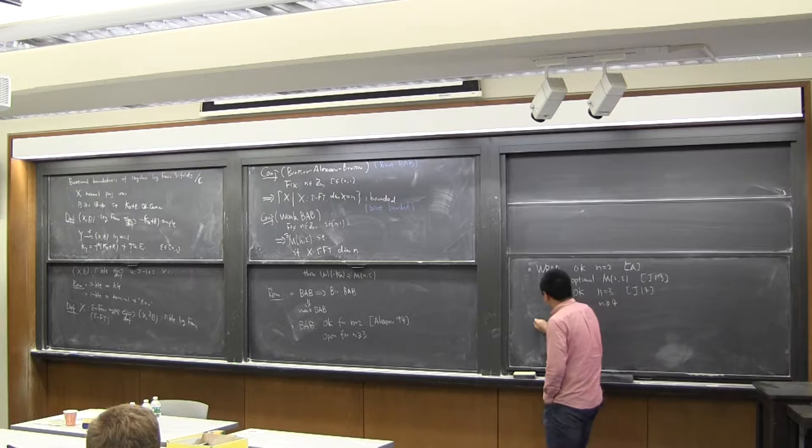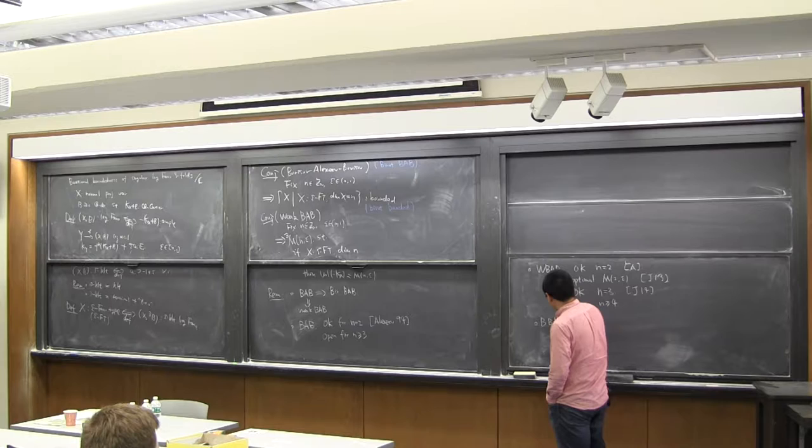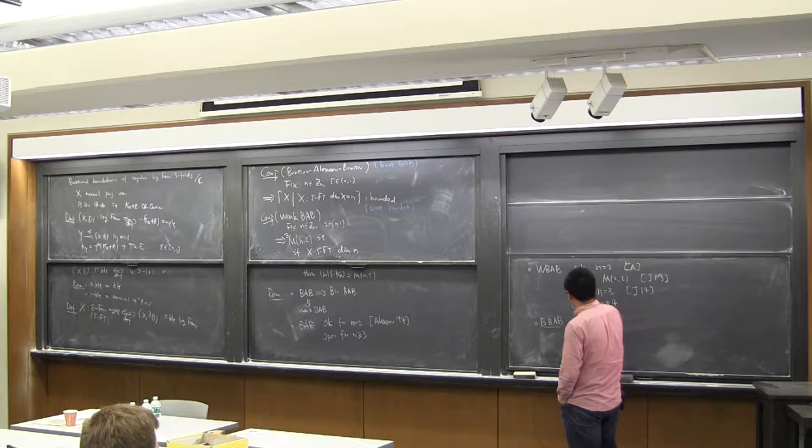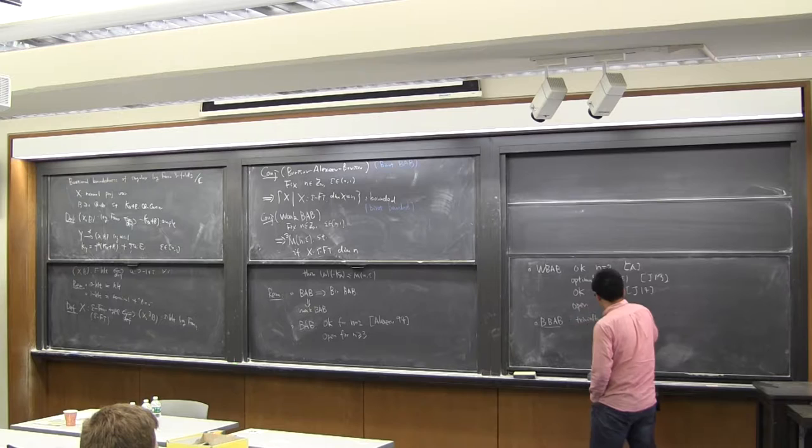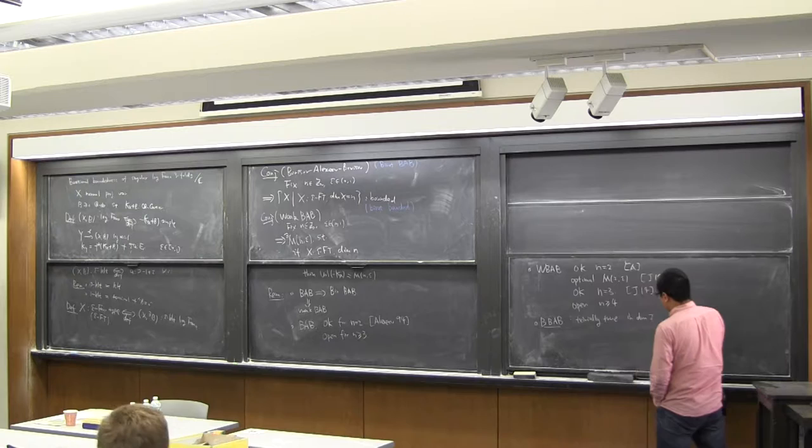And for birational BAB, in dimension 2 it is trivial. So it is trivially true in dimension 2, I mean even without the assumption that epsilon is larger than 0.